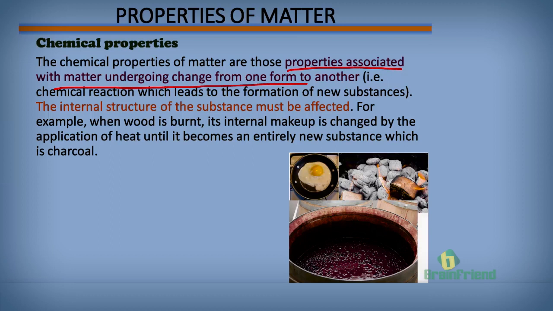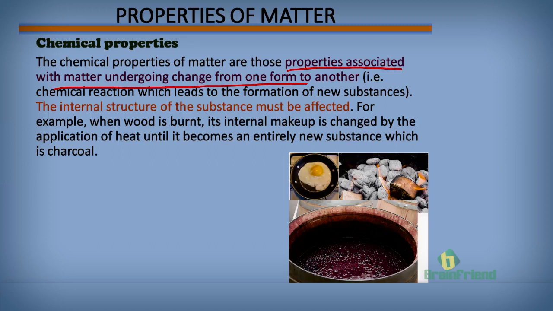A chemical reaction leads to the formation of what? New substances. So we've seen the difference here now. In physical properties, we can observe them without changing that substance from what it is. But for chemical properties, there is what? A chemical reaction that substance has to undergo for us to see its chemical properties. And when that happens, a new substance is formed.